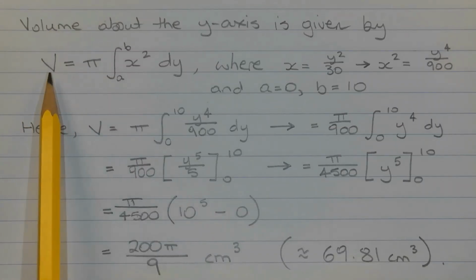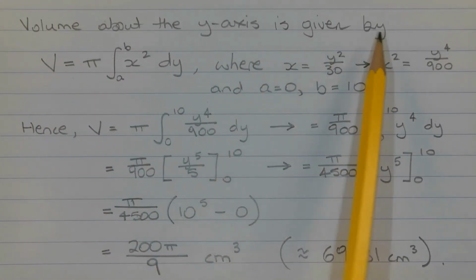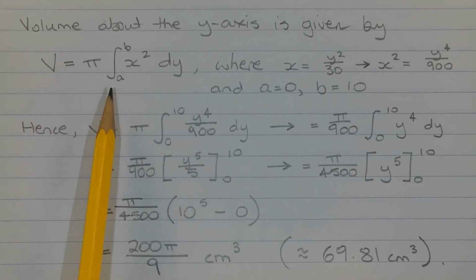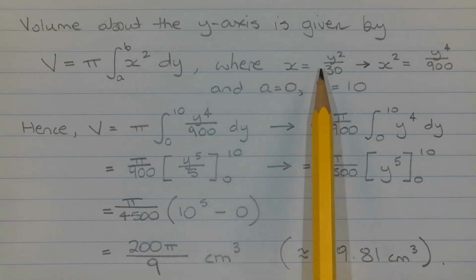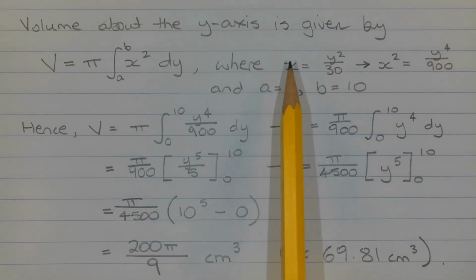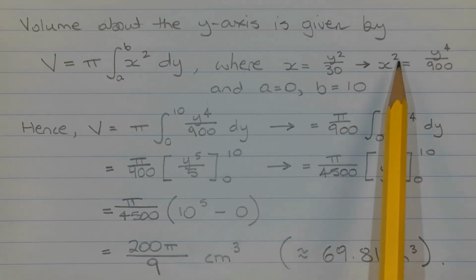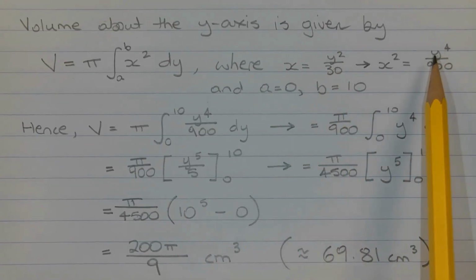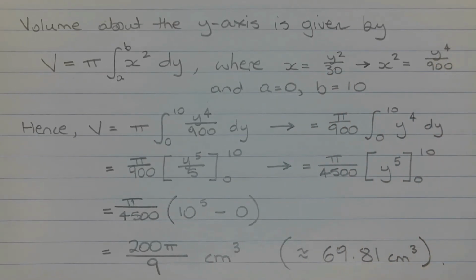The volume V about the y-axis is given by the formula V equals pi times the integral of x squared dy from y equals a to y equals b. Now x equals y squared over 30, but we want an equation involving x squared as the subject. So we can square both sides of this equation. Squaring the x, we get x squared, and squaring y squared over 30, we get y to the power of 4 over 900.